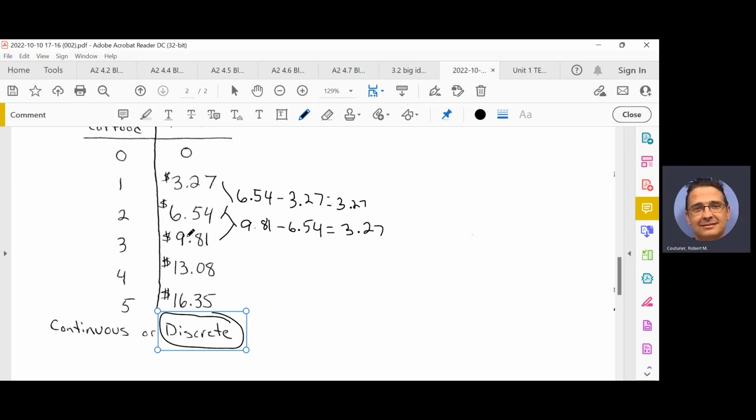So if you add 327 to this, oh, we get that. Take this, add 327. Oh, look, we get that. So we can prove, yes, this is discrete and it's linear.